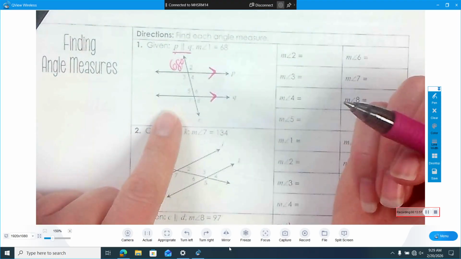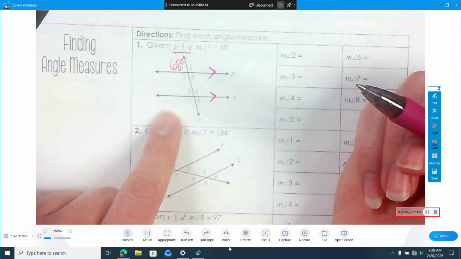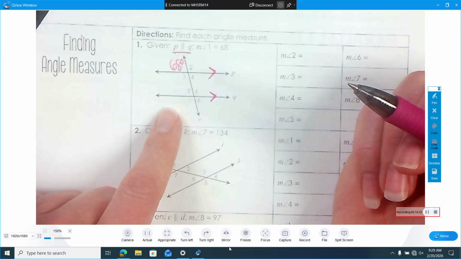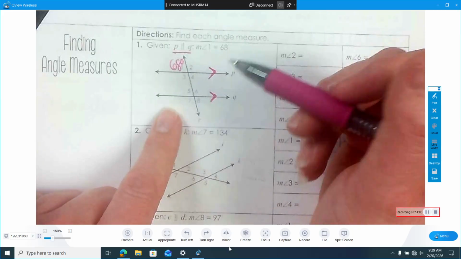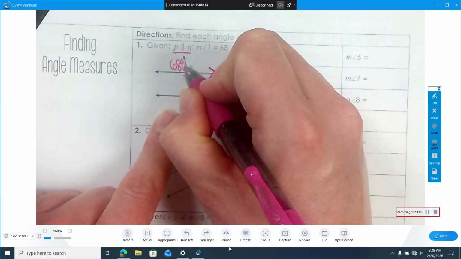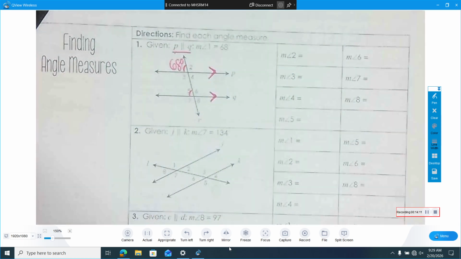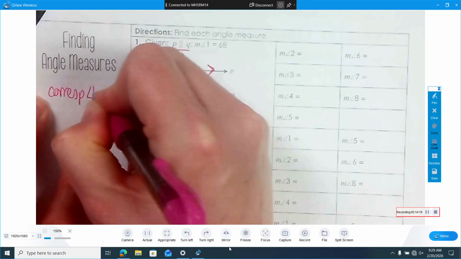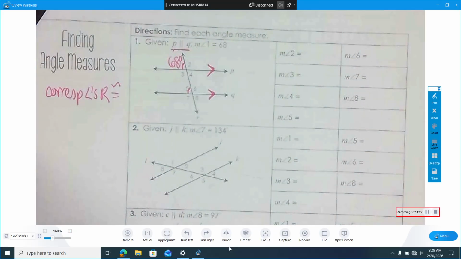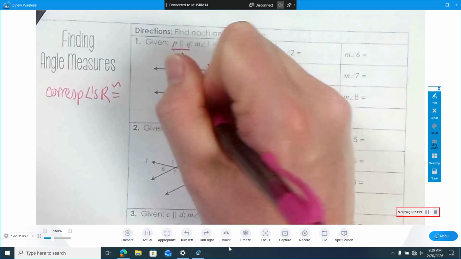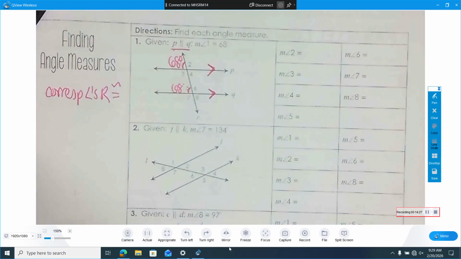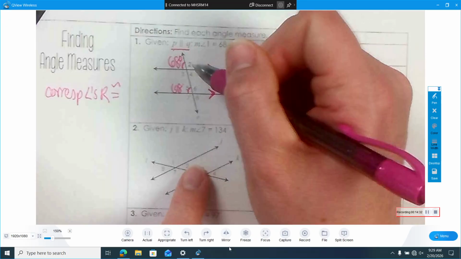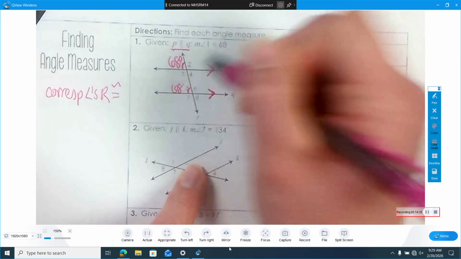Angle 1 is corresponding to which angle? Angle 1 corresponds with? Angle 5. Very good. Angle 1 corresponds with angle 5. If you know corresponding angles are congruent, that is my favorite one. If you can recognize corresponding angles are congruent, everything else you can get from here on out, okay? If this angle 1 is 68, what's angle 4?